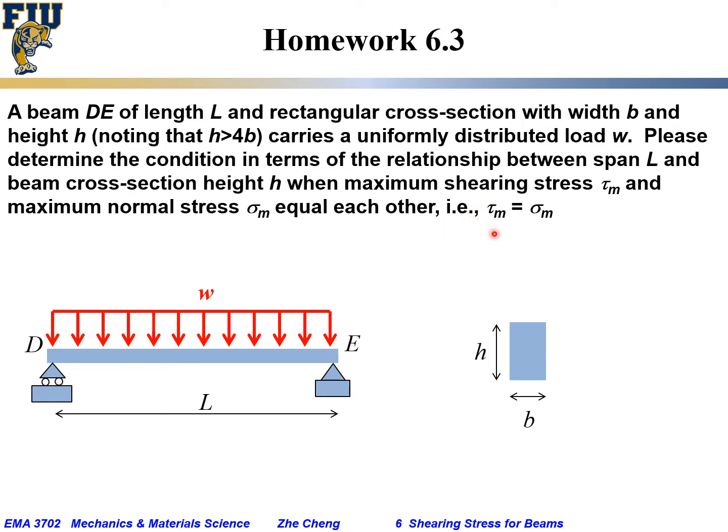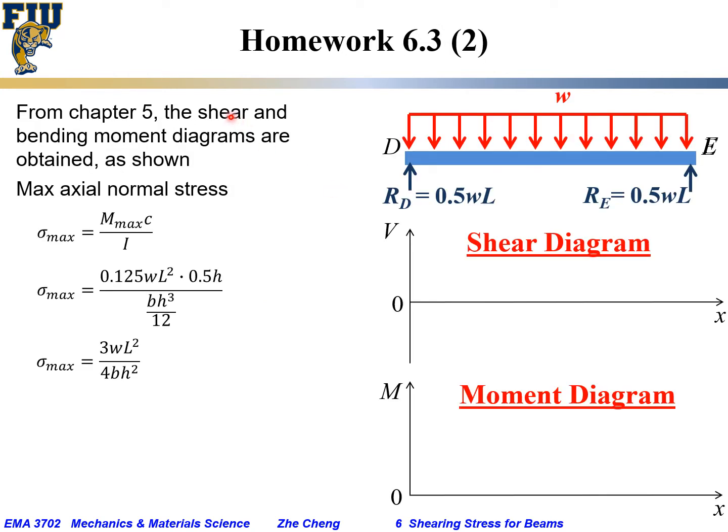Tau m would be the maximum average shearing stress, and sigma m would be the maximum axial normal stress. When these two values are the same, we want you to derive mathematically the relationship between length of span L and the cross-section height H. Okay, so this is our problem. How do we solve this problem?